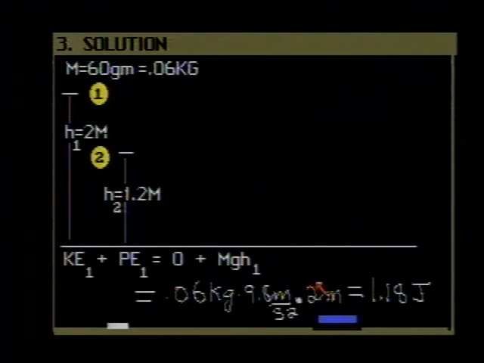Before moving on to problem 4, we are going to look at a brief review of the conservation of momentum.